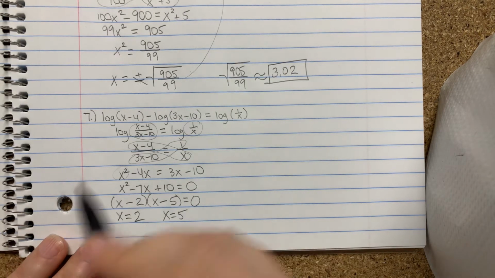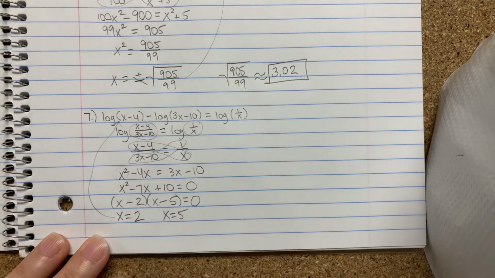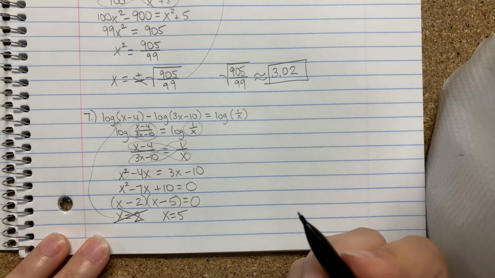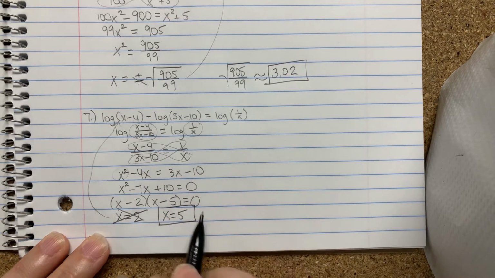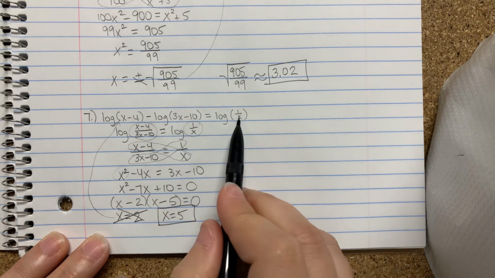Now again, go back and check, because if I plug this one in right here, 2 minus 4 is negative 2. Can't do the log of a negative, so this one is an extraneous solution. This is my actual solution. If I take 5 and plug it in, that works. 5 there, that works. 5 there, that works.